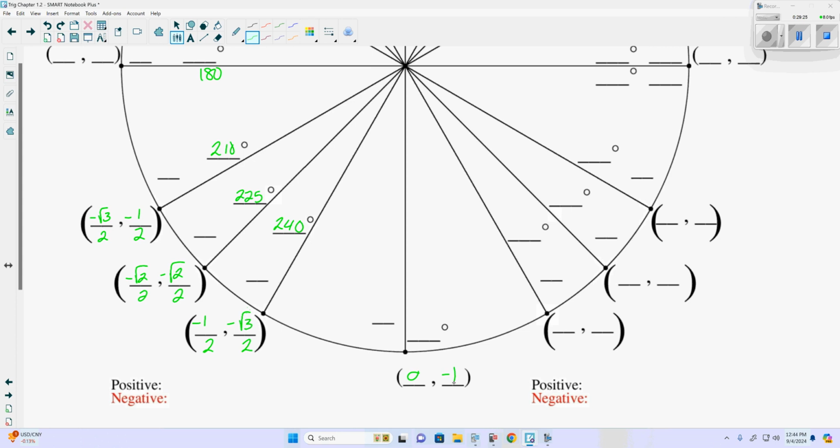And then 0, negative 1. And our last one, we're going to have 1/2, negative square root 3 over 2. Square root 2 over 2, negative square root 2 over 2. And lastly, square root 3 over 2, negative 1/2. Okay.